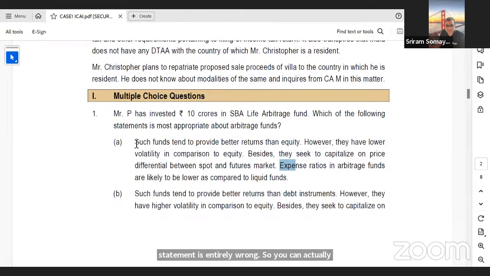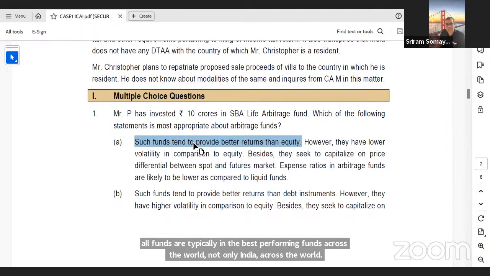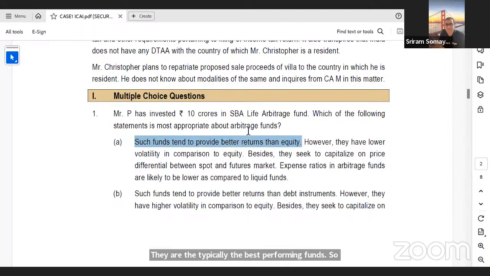But let us look at other points. Such funds tend to provide better returns than equity. No, that is also wrong. Why is that wrong? Equity, typically, large cap equity or multi cap equity or flexi cap equity or mid cap, small cap. These all funds are typically the best performing funds across the world, not only in India, across the world. So point number 1 is also wrong. Right? An arbitrage fund does not provide better returns than equity. It is one level lower than equity, but it is one level higher than debt.